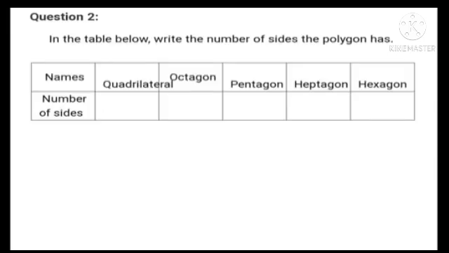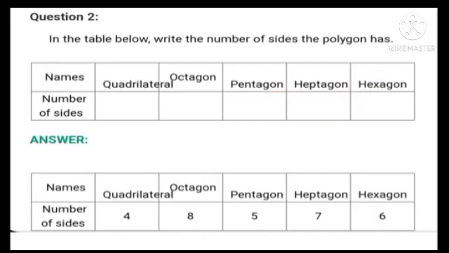In the table below, write the number of sides the polygon has. Now the names of the polygons have been given at the top. You have to write below it the number of sides. So a quadrilateral has got 4 sides. Octagon 8. Pentagon 5. Heptagon has got 7 and hexagon 6.